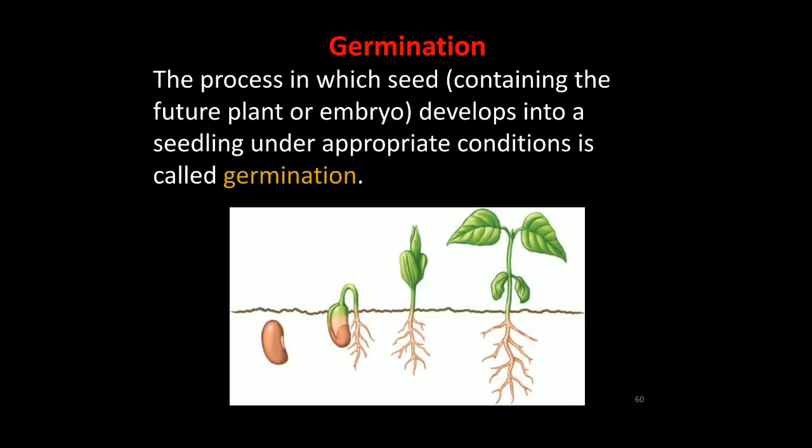So we have taken a seed. Sometimes we grow plants with seeds, putting them in the soil. The process in which a seed containing the future plant or embryo develops into a seedling under appropriate conditions is called germination. That we call germination.